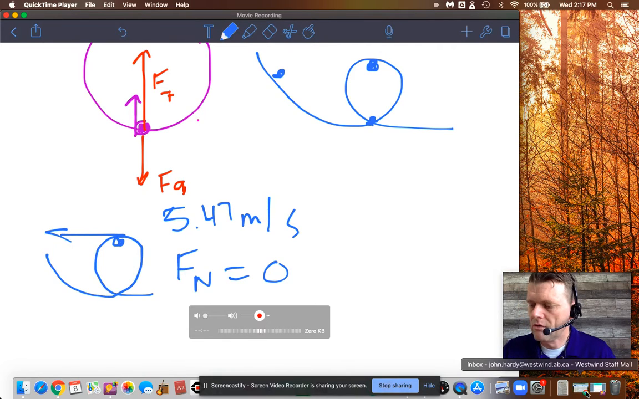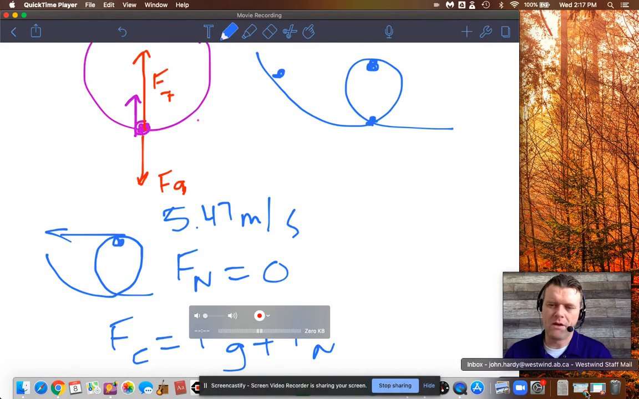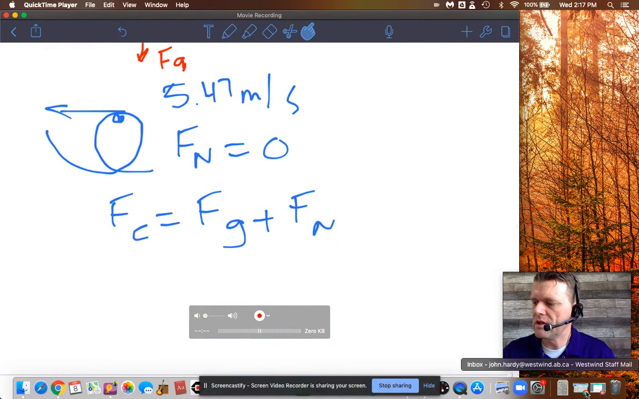If you look at this question, is this vertical circular motion or not? Yes, it is. So that means that we have to use the vertical circular motion formula, either Fg plus Ft or Fg plus Fn. We only look at tension or the normal force. So in this case, the normal force is equal to 0, so that just crosses out.